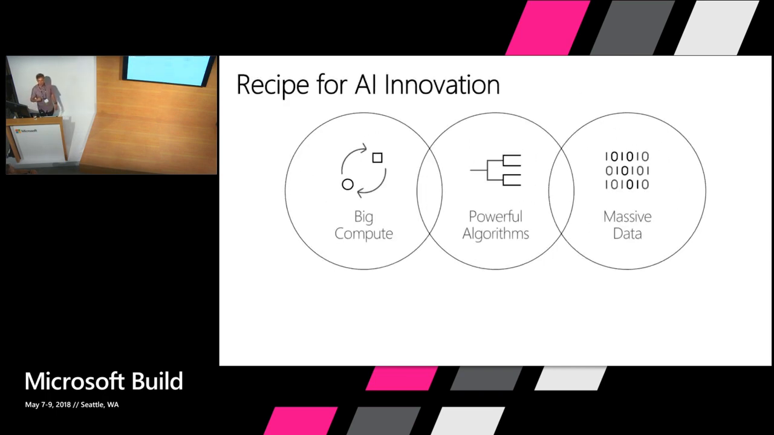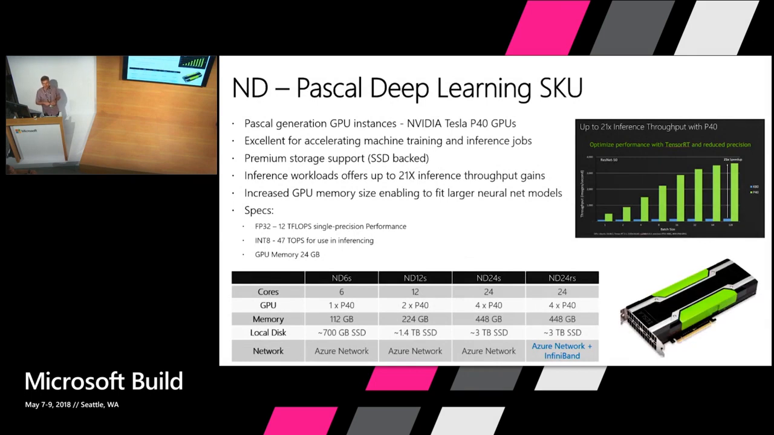And when you think about when I'm doing real production scale AI at this level, I've got to develop very, very powerful algorithms that are going to use many GPUs. I've got to have a lot of data to train with and a lot of compute for experimentation. So we introduce a fifth type of GPU specifically for deep learning. This is the ND series.